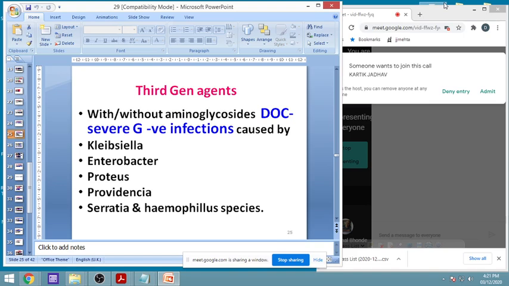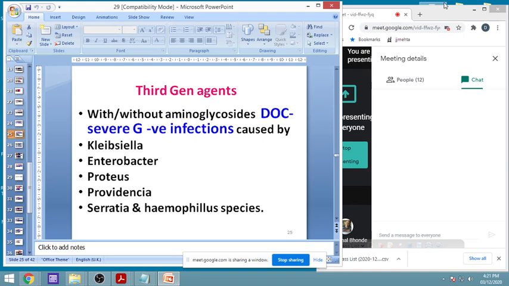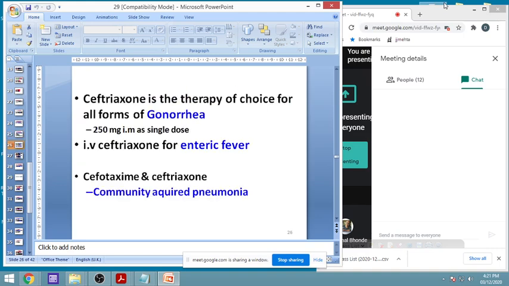infections. They are caused by Klebsiella, Enterobacter, Proteus, Providencia, Serratia, and Haemophilus species. In those cases, this third generation has been found to be very active or very useful. Then ceftriaxone is the therapy of choice for all forms of gonorrhea. It is a very good agent. The dose is 250 milligram intramuscularly as a single dose.